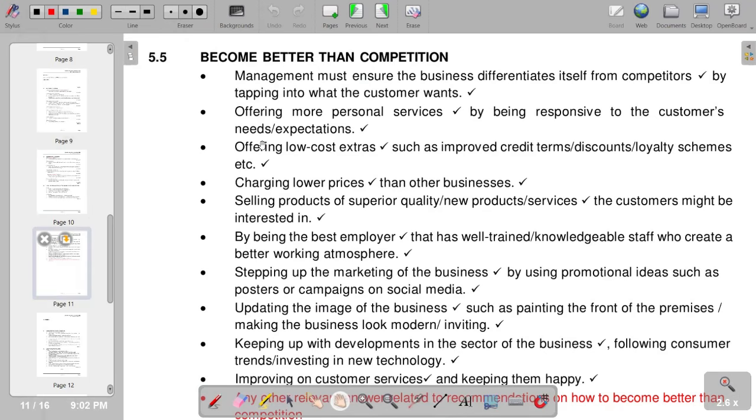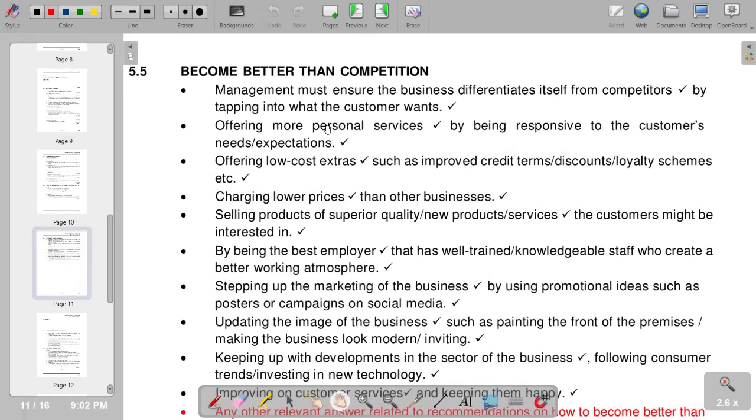On the next part, we have become better than competition. So in this case, we are having explanations in terms of how can a business be better than the competitor. So these are the points that we have. Of course, on the first part, management must ensure the businesses differentiates itself from competitors by tapping into what the consumer wants. So obviously, the business has to differentiate itself from other businesses so that its business becomes unique and different from others, so that the customers can prefer the business in place of other business.